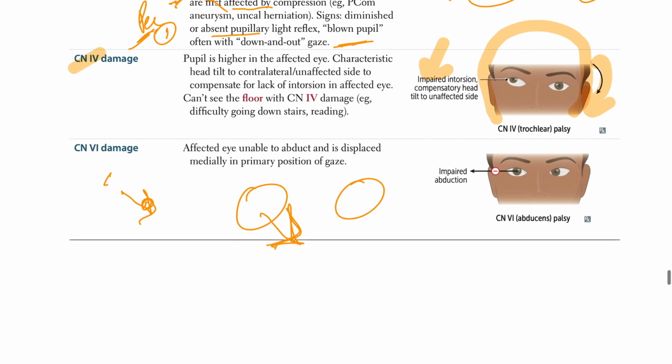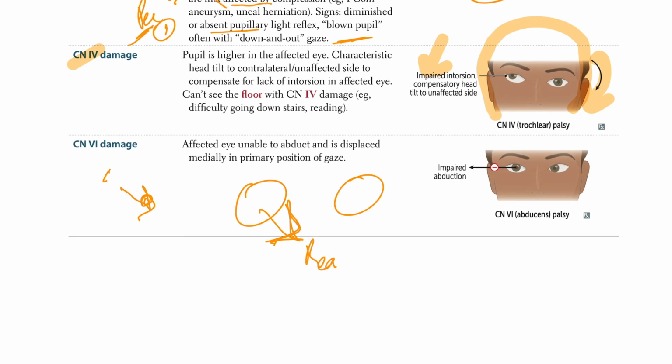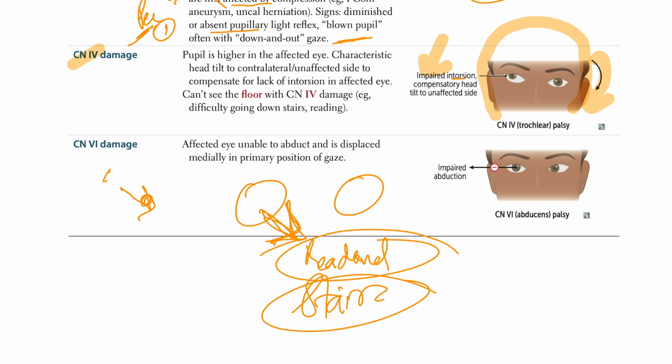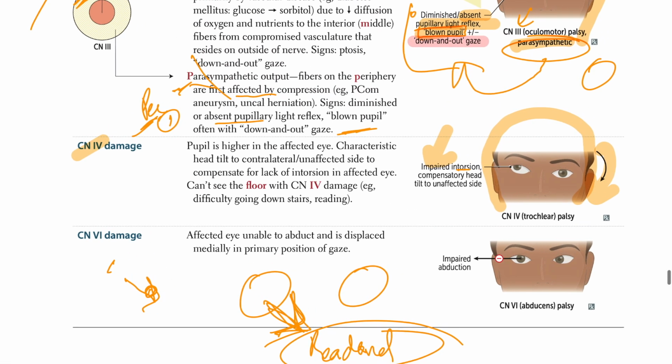For example, you're reading. You need medial, right? Medial and inward reading. You are going on stairs. You need this medial inward. That's called intorsion, right? So you will not be able to either read or go on stairs. So let's look at that now. Here is the CN4 damage, which is the trochlear nerve.